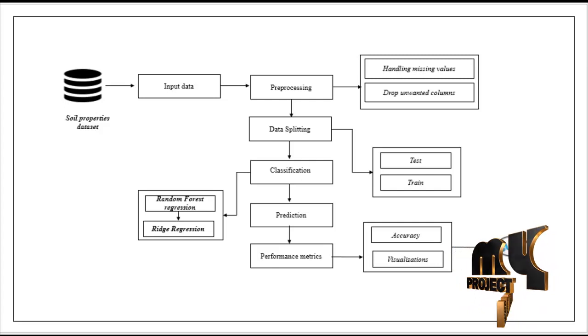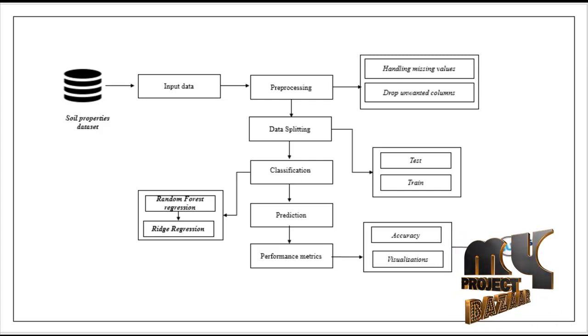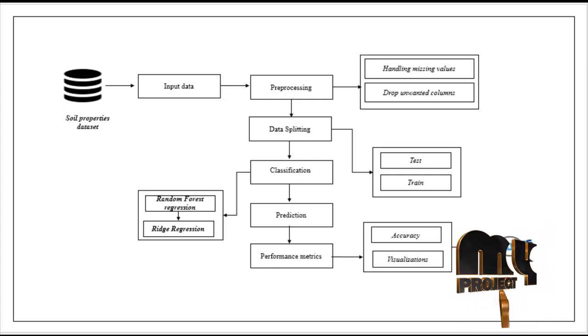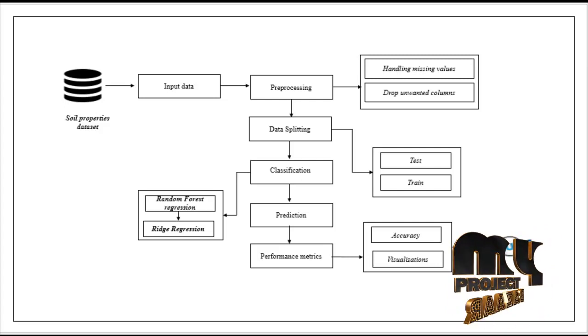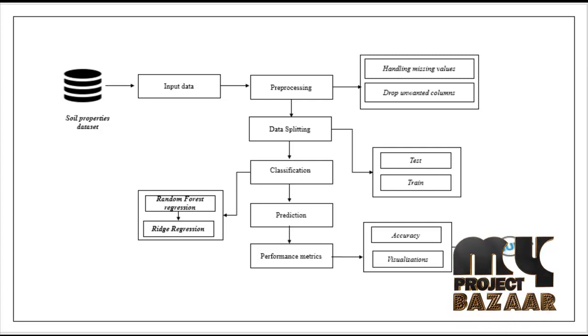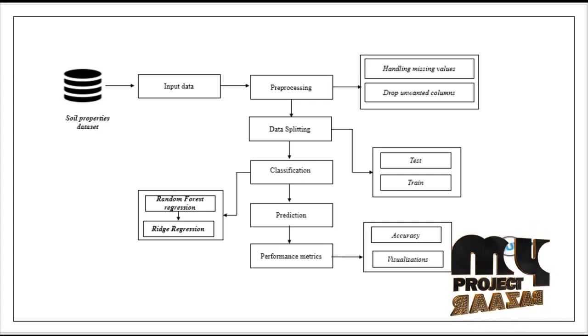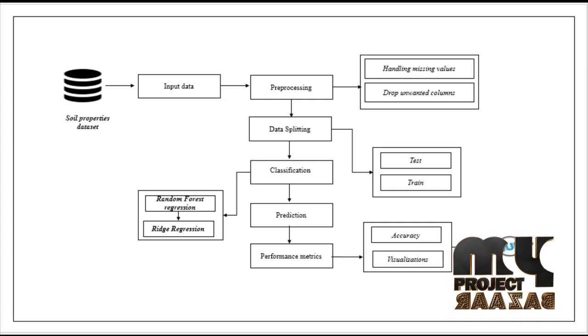After that we implement the pre-processing step. Here we check whether any missing values are present in the dataset. If there are any missing values, we replace them with zeros. Why are we checking missing values? To avoid wrong predictions. Then we drop unwanted columns. If you have any unnecessary columns in your dataset, we drop those columns.